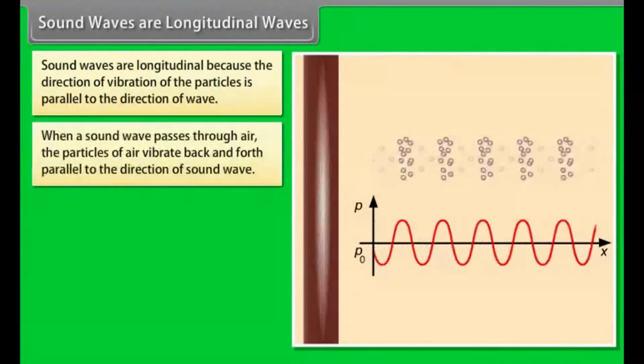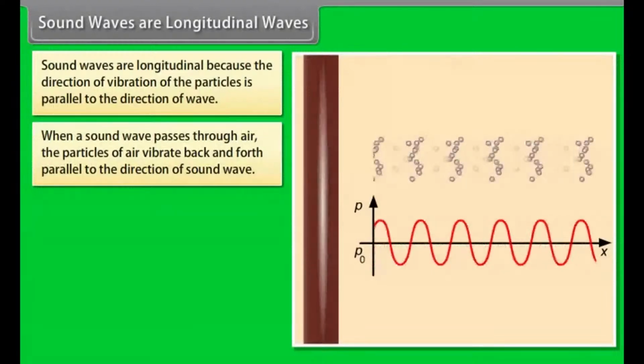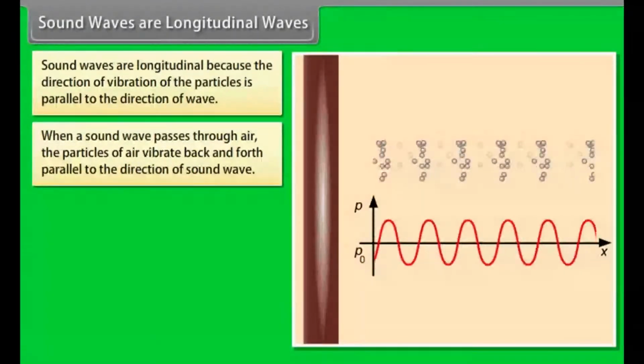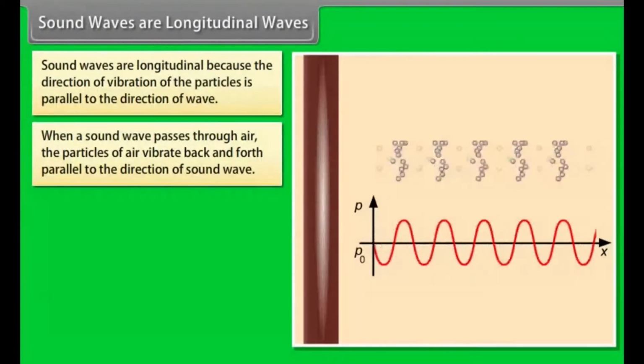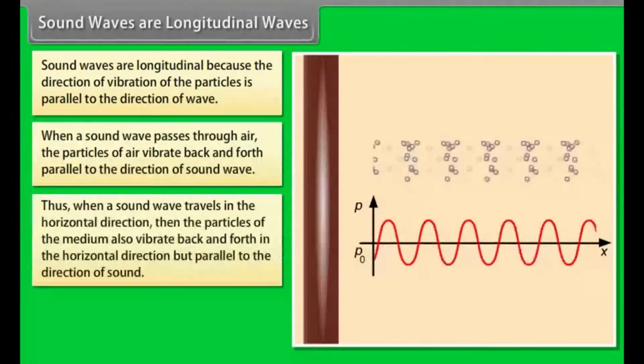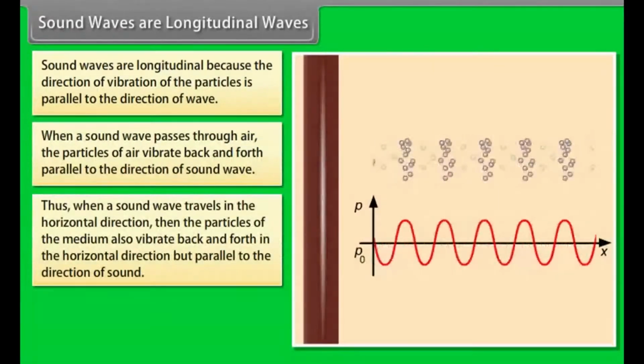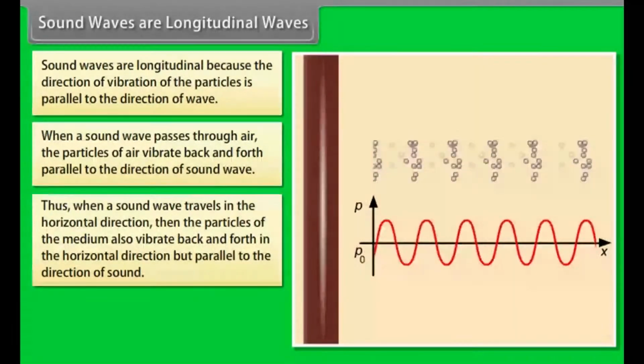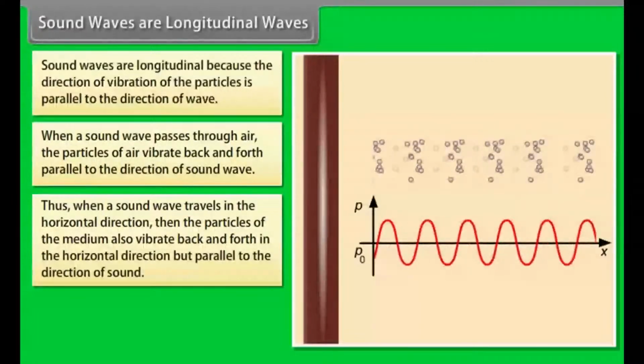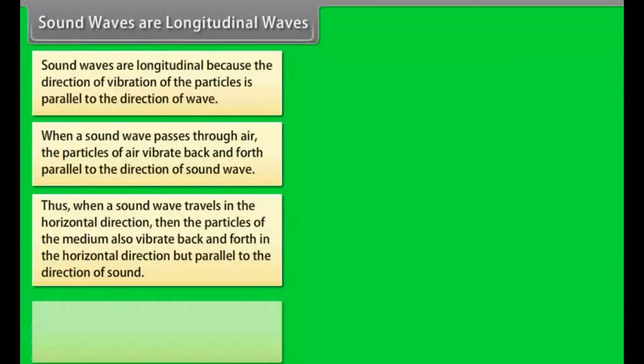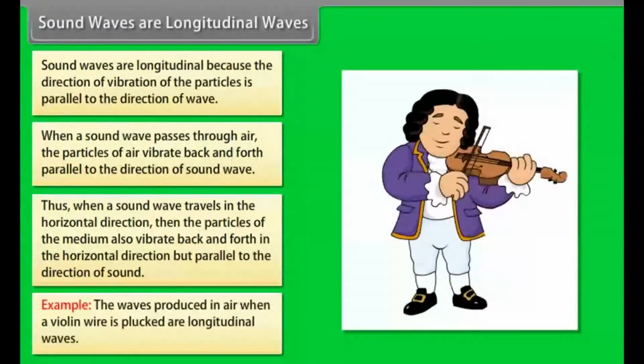When a sound wave passes through air, the particles of air vibrate back and forth parallel to the direction of the sound wave. If the wave travels in the horizontal direction, then the particles of the medium also vibrate back and forth in the horizontal direction, parallel to the direction of sound. For example, the waves produced in air when a violin wire is plucked are longitudinal waves.